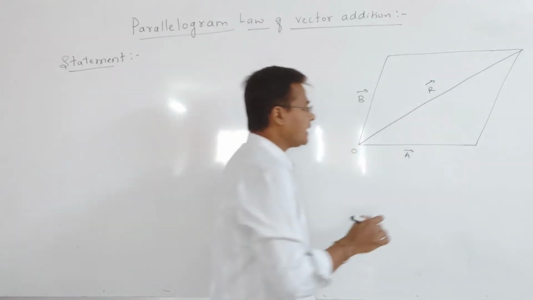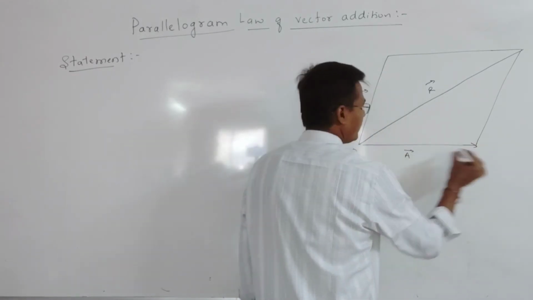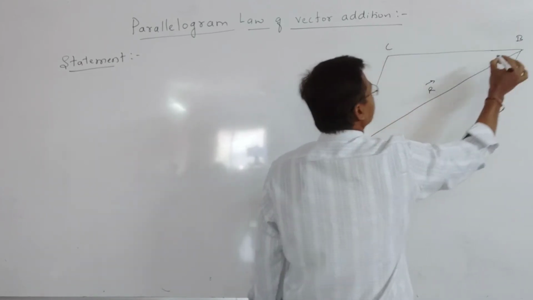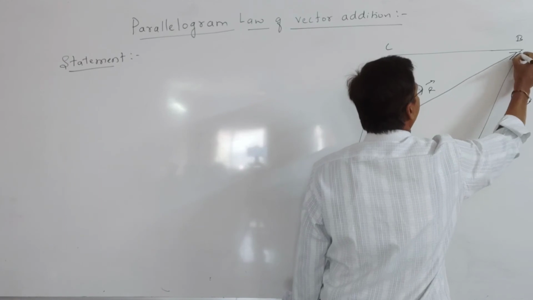So this is O, this is A, this is B, and this is C. This is the resultant vector.